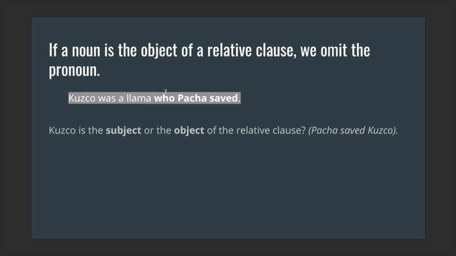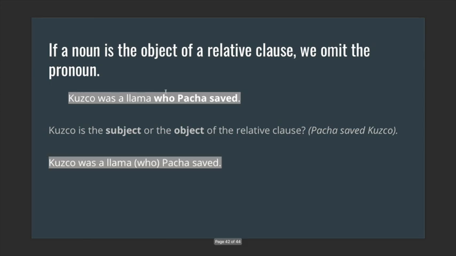And so because Cusco is the object of the relative clause, we can just omit that pronoun. So Cusco was a llama who Pacha saved turns into Cusco was a llama Pacha saved. We don't need the who, it's optional. You can use it, who Pacha saved, or you can omit it. Cusco was a llama Pacha saved without the who.